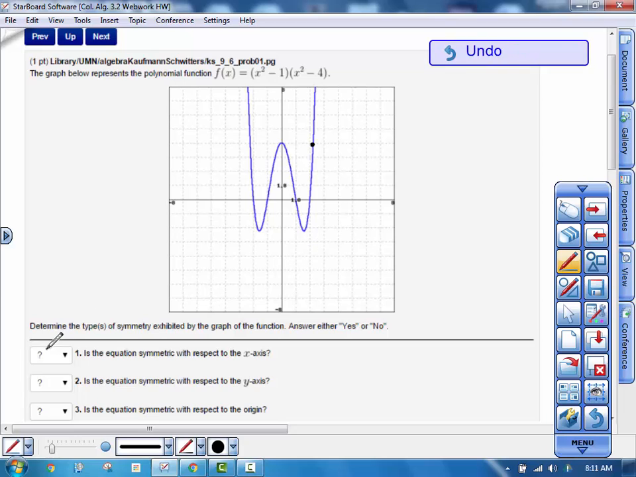So that's no. Is the equation symmetric to the y-axis? That's yes. Every point can be reflected over the y-axis to land back on top of itself. Symmetric with respect to the origin? No. You'd have to rotate this thing 180 degrees and land on top of itself. In which case, this point would be rotated 180 degrees to land on top of itself, which it doesn't. So no.